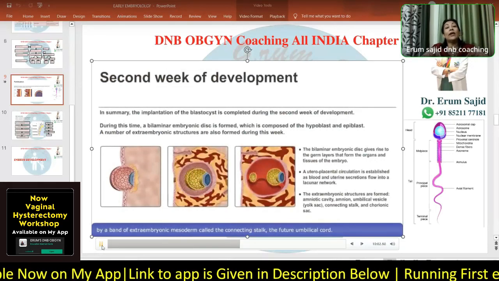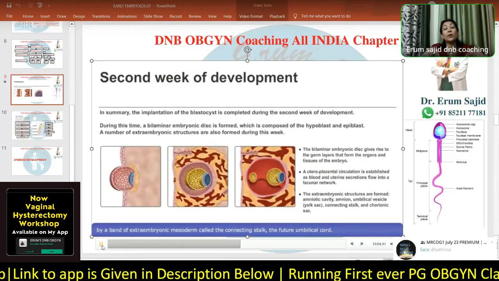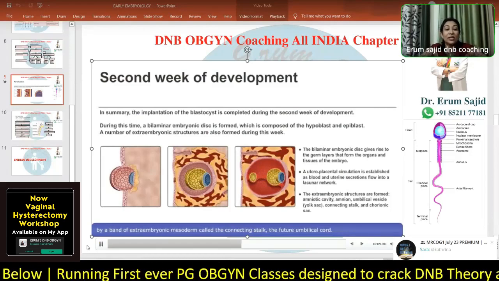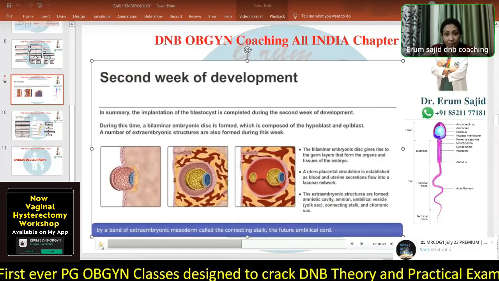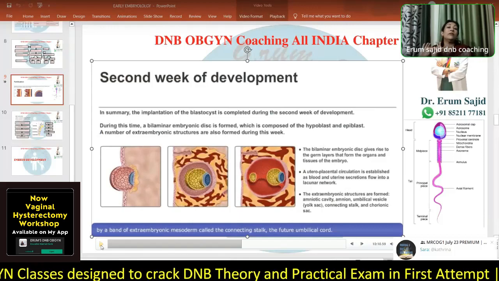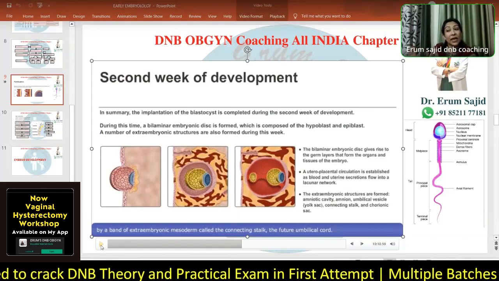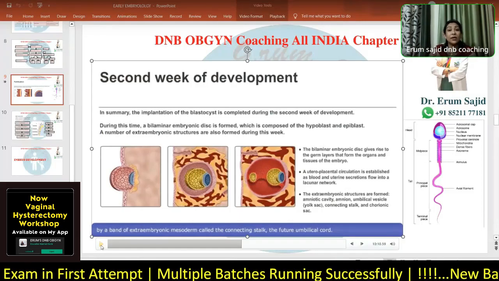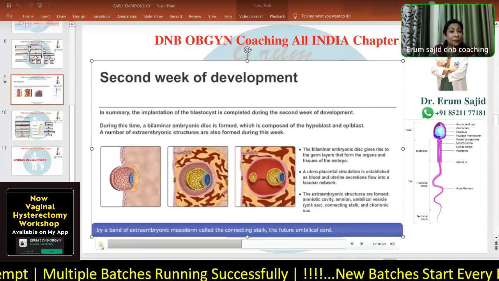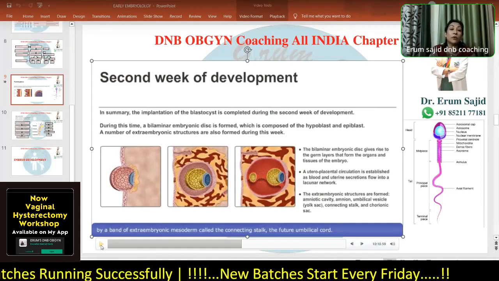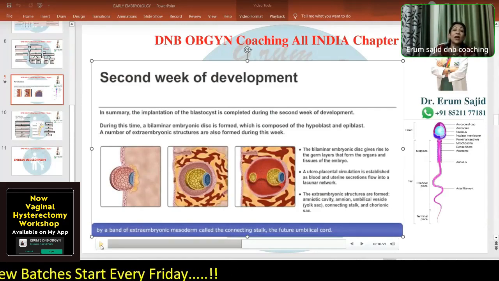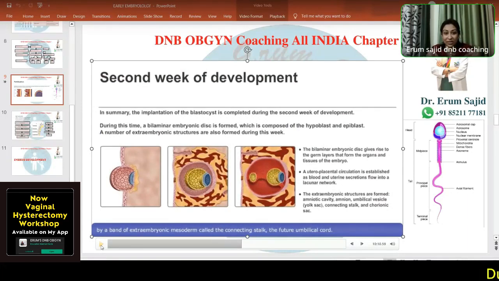So now we go into the second week of development, in which we'll be talking about the formation of the 3 germ layers, which is why I am taking this lecture up. Because once I leave you at the development of the 3 germ layers, it's from there I'll be taking up almost all my lectures to come. So we'll be discussing CNS development, GI development, and urogenital development. These systems are important for us gynecologists, not the CNS so much, but the GI tract and the urogenital system, because we work in the proximity of all these structures.